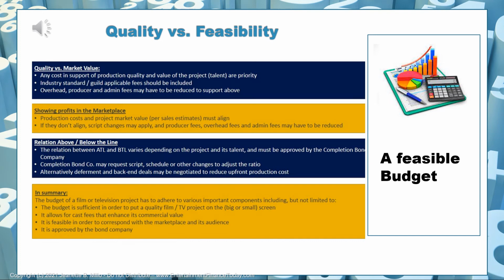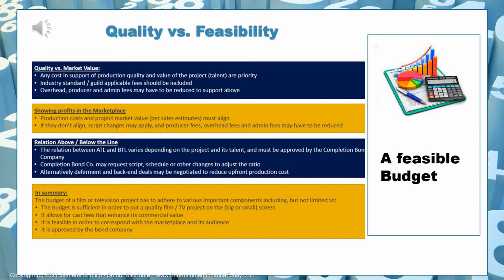In summary, you want to make sure that you're staying in your genre, that you're not changing the script too much and changing your genre. You want to have enough money to make a quality film or television show. Quality is very important, and the pacing is very important. You want to have enough money for cast and talent that enhances your commercial value, so don't be stingy on that. And also, just think about the audience and deliver to the audience what they want to see.